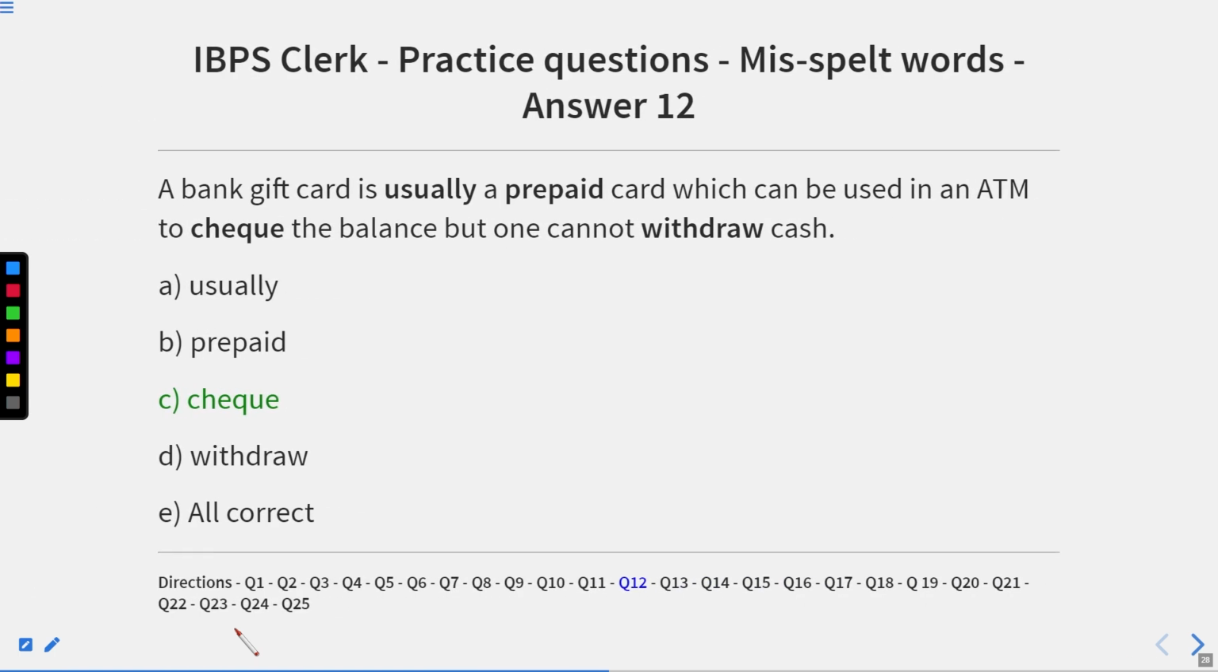So the answer is check, of course. So C is the correct answer, because the correct spelling that we need is CHECK, not CHEQUE. That is another word. So the word which is given to us is not correct according to the context of the sentence, though spelling of this particular word is absolutely correct. Now let us move to the next one.